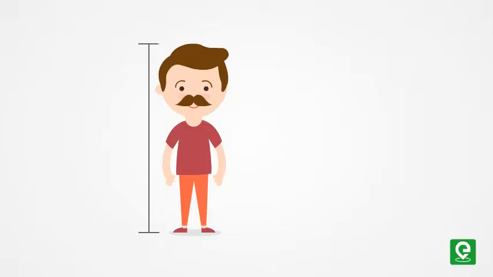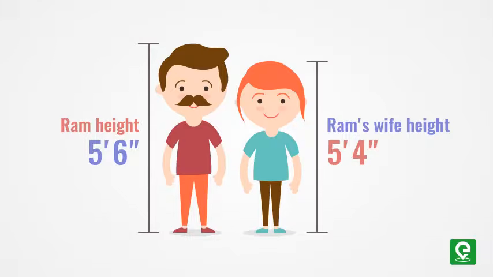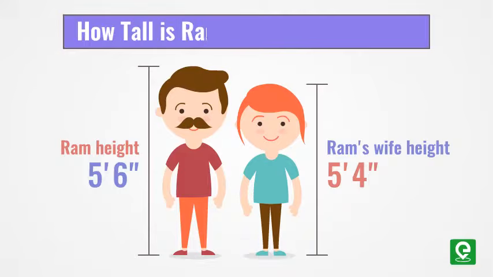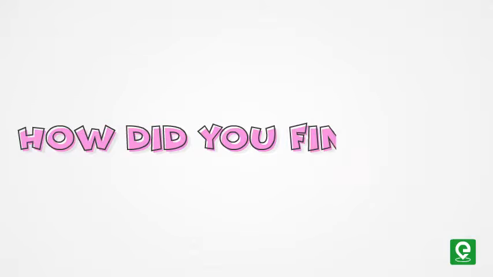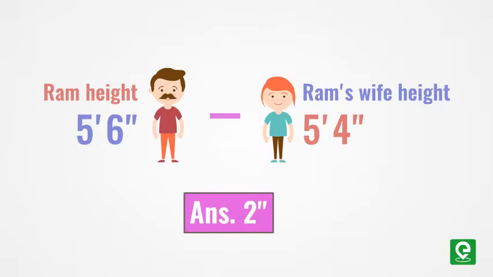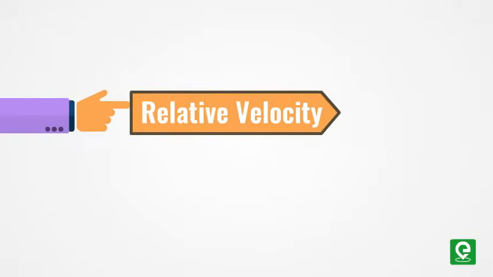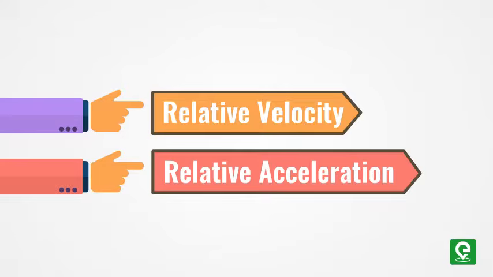For example, let's say Ram's height is 5 feet and 6 inches while his wife's height is 5 feet and 4 inches. If I ask you how tall is Ram relative to his wife, your answer will be 2 inches. How did you find it? You simply subtracted height of Ram's wife from Ram's height. This simple concept can be applied everywhere, whether you want to find relative velocity, relative acceleration, or anything relative to that matter.